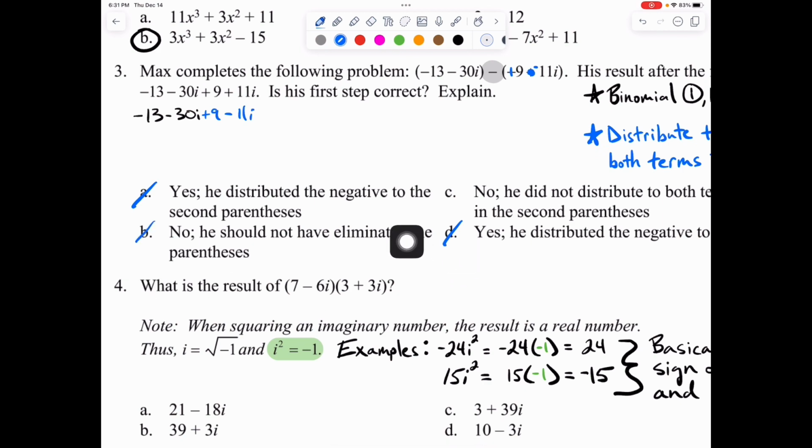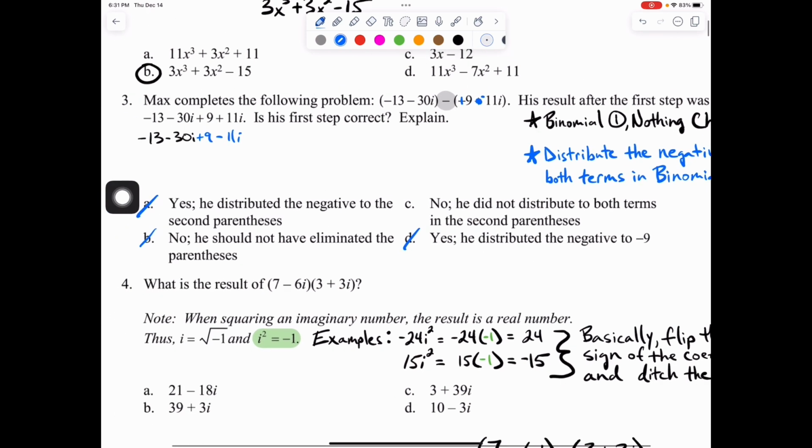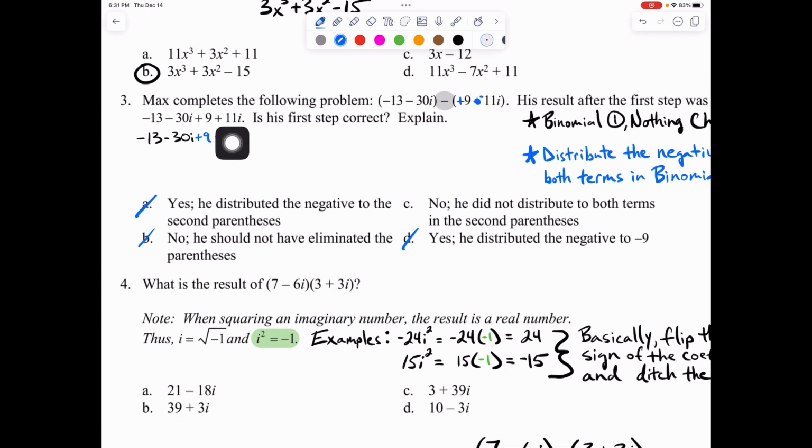Okay. Has to be C. Let's give it a check. No, he did not distribute to both terms in the second parentheses, exactly because he never distributed to the 11i. Go ahead and circle C as your answer choice.